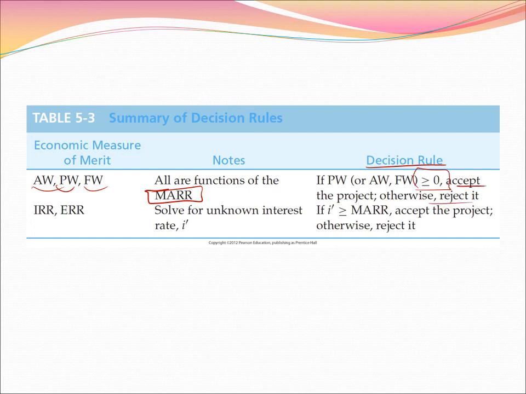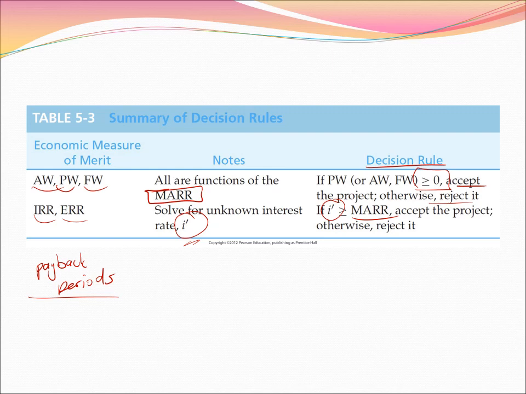otherwise we reject it. We also learned internal rate of return and external rate of returns, in which we were solving for the unknown interest rate, and our decision says that if the interest rate that you calculated is greater than or equal to MARR, you accept the project, otherwise you reject the project. And also we learned simple and discounted payback periods. And in discounted and simple payback periods, we simply find the time of recovering the initial investment.